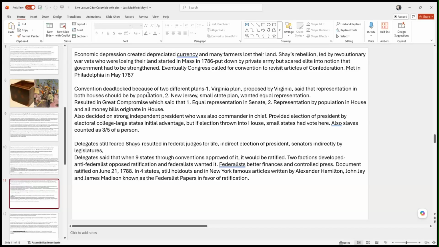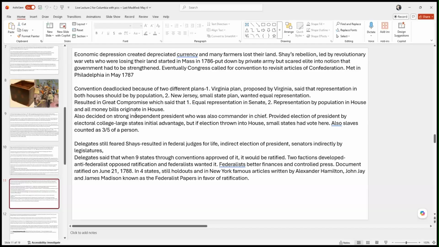What they compromise and decide to do is they decide to count slaves as 3/5 of a person for purposes of representation in the House of Representatives. So if slaveholding states, they could count their slaves as 3/5 of a person. And that was the beginning, basically, of how black people were viewed in our country as 3/5 of a person. So that's not a real promising start.